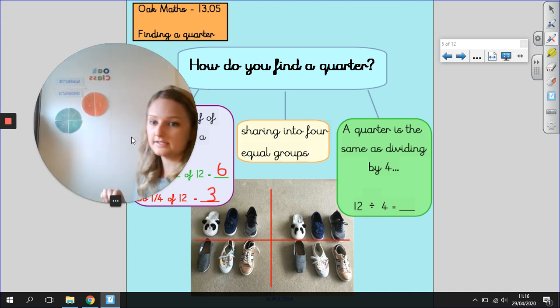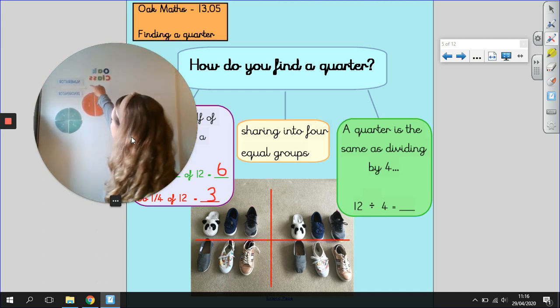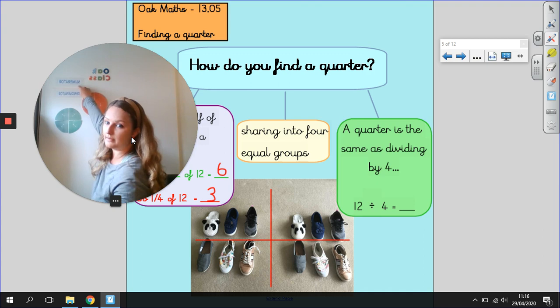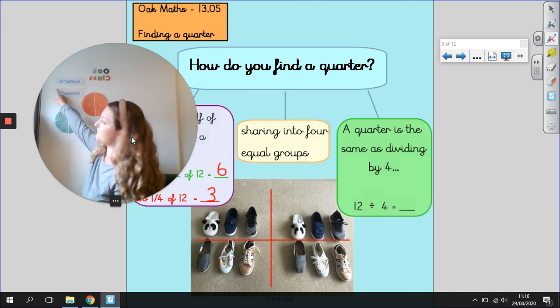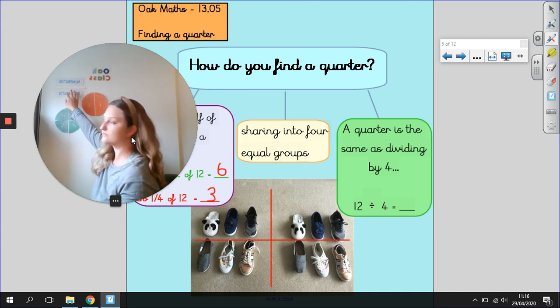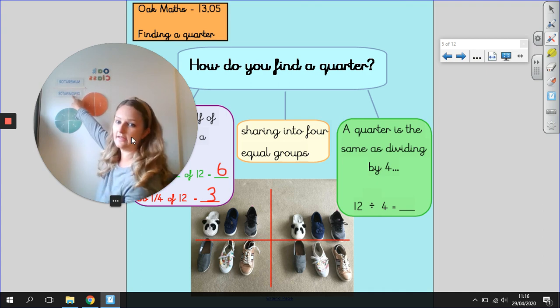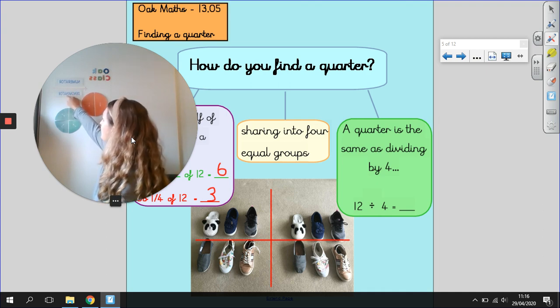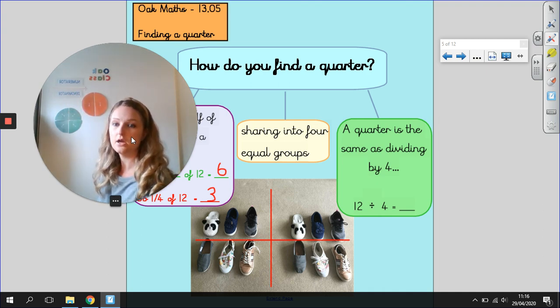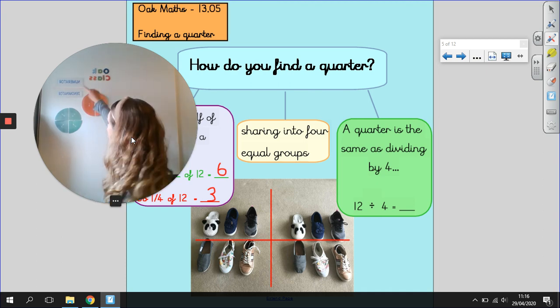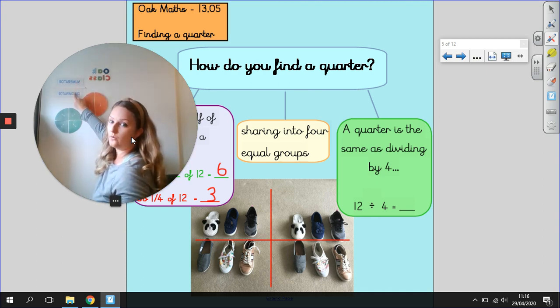If you can see behind me here, I've got my numerator, the top number, and I've got my fractions line in the middle. I hope you can see it's red. And then the denominator at the bottom. Okay, so finding a quarter of something would be the same as finding 1 out of 4 equal groups.